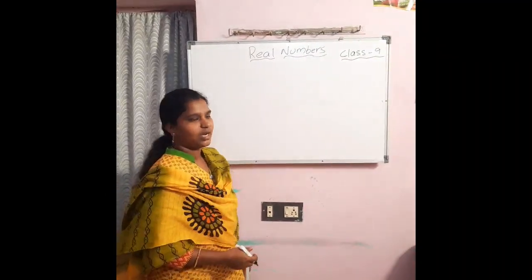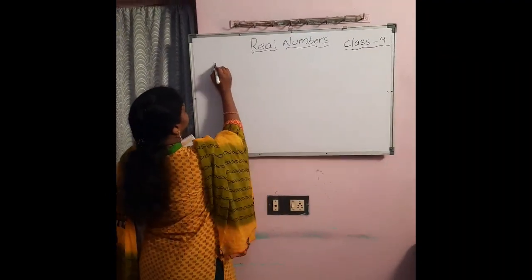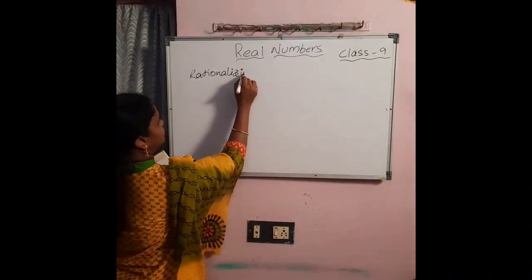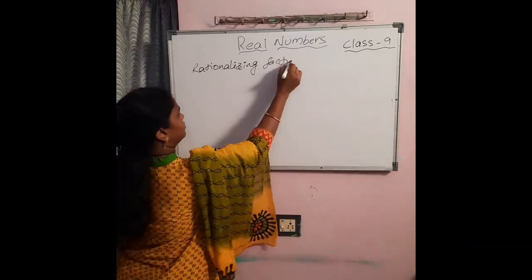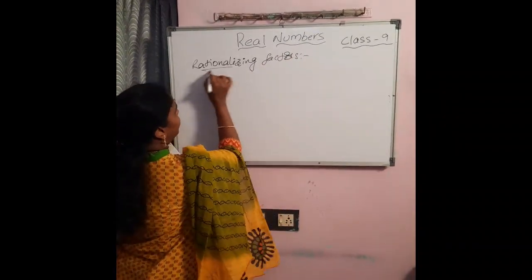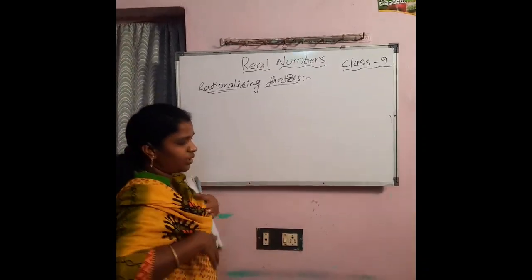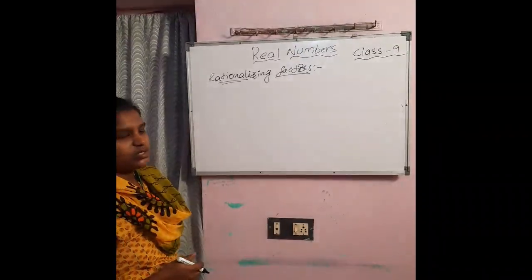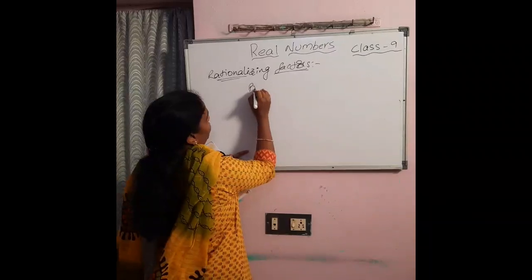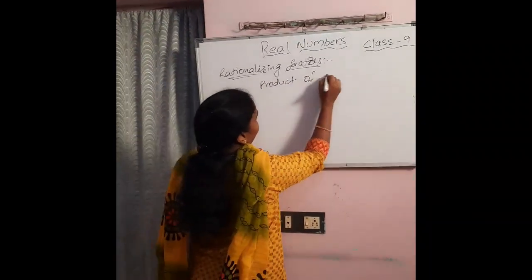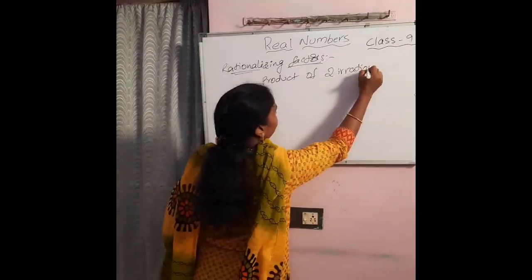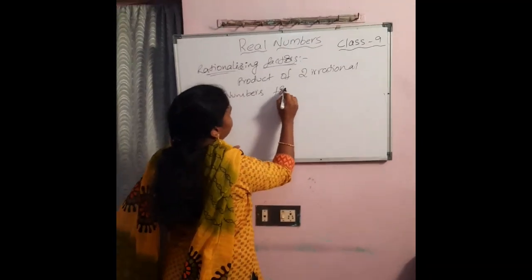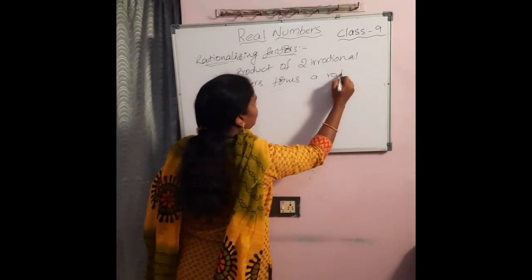Now let us see the rationalizing factors. The product of two irrational numbers forms a rational number.